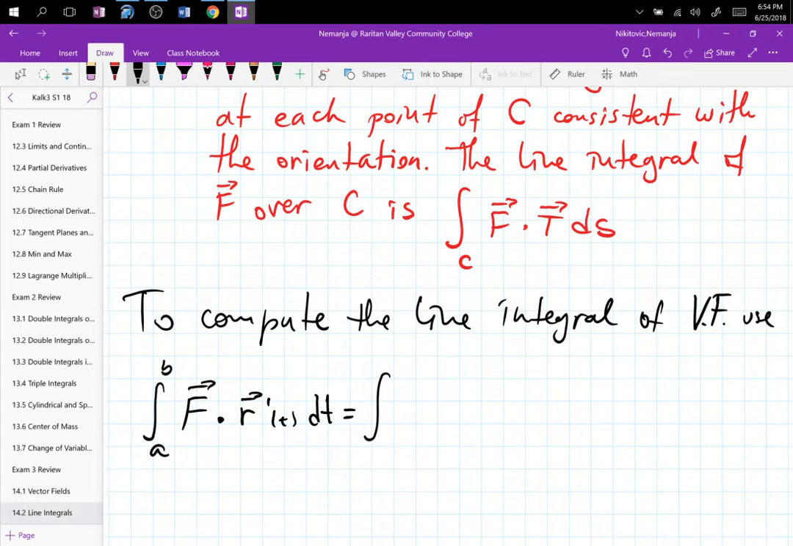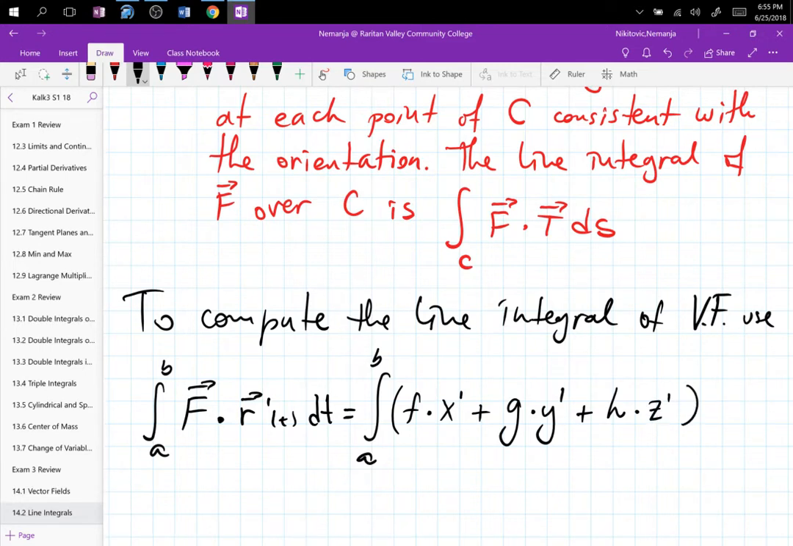We just do the dot product, because you have the three components of F, the vector field: F, G, H, and then you have three components of the r vector, which are x, y, and z, all primed. So you work out the dot product to get F times x prime plus G times y prime plus H times z prime, dt.